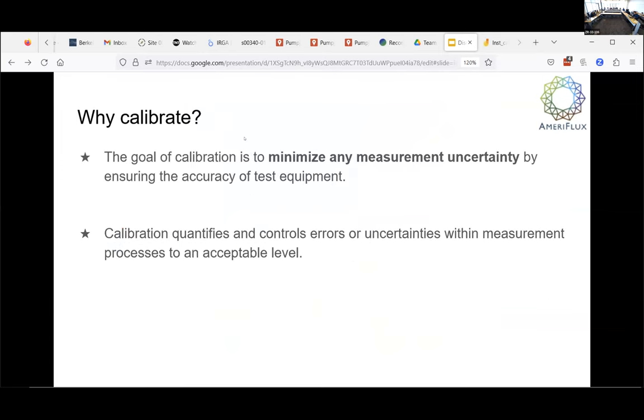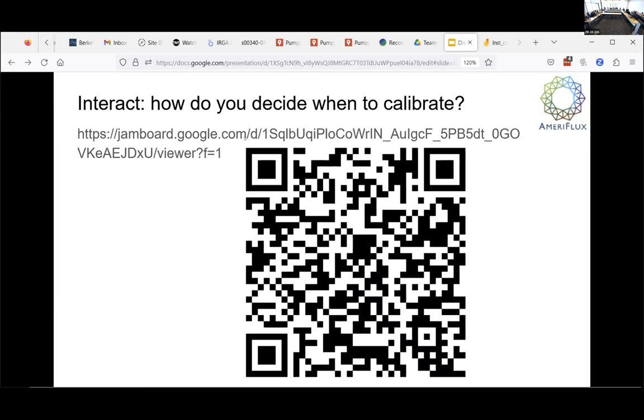Why do we calibrate? Because we want to minimize measurement uncertainty. And we also want to quantify and control errors in measurement processes to a level that meets the specs defined by the manufacturer. So question to you all. Let's try this again. How do you decide when you calibrate?